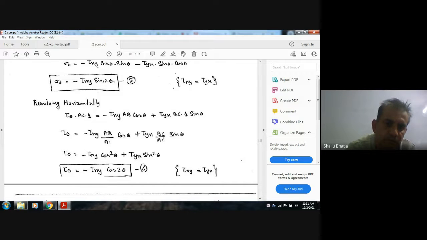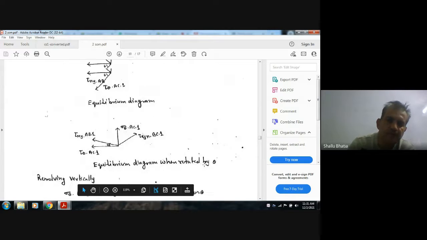Again, AB by AC is cos theta, and BC by AC is sin theta. So it will be tau xy cos square theta plus tau yx sin square theta. Cos square theta minus sin square theta is cos 2 theta. So it is minus tau xy cos 2 theta, because tau xy is equal to tau yx.